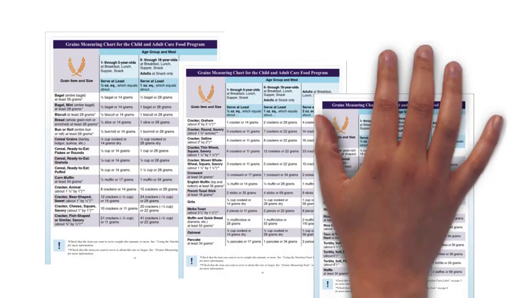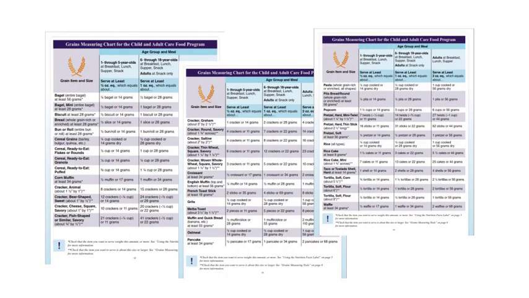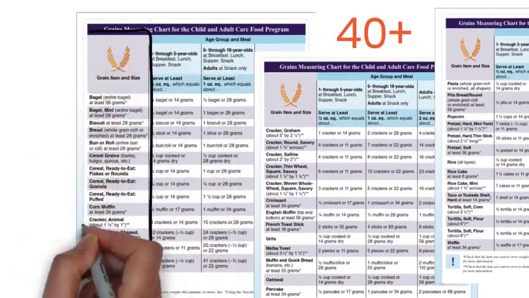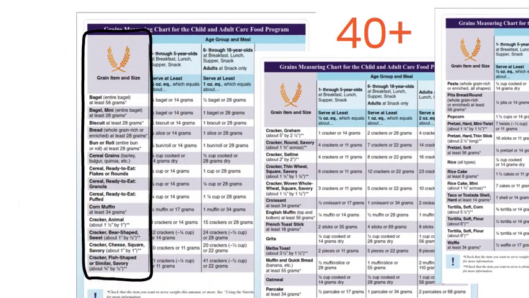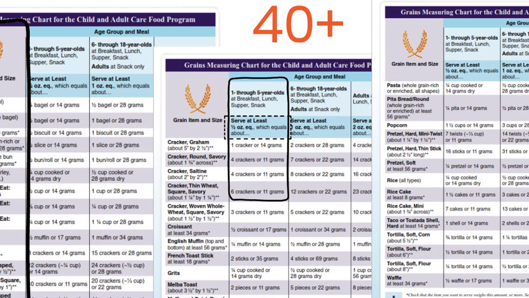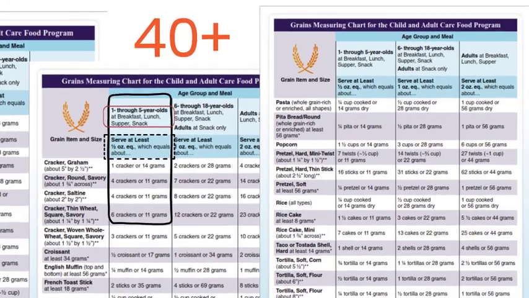Pages 2 through 4 of the worksheets include the grains measuring chart. This chart includes household measures of over 40 common grain items listed in alphabetical order. You can find the names of the grain items in the first column of your chart. Each item is listed with the amount of the item you need to make up a 1/2 ounce equivalent of grains, which is the minimum amount of grains required for 1 through 5-year-olds at all CACFP meals and snacks. This is shown on the second column of each chart.